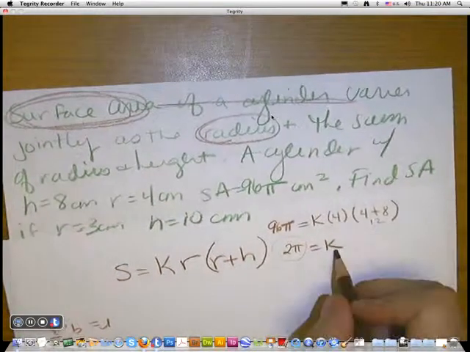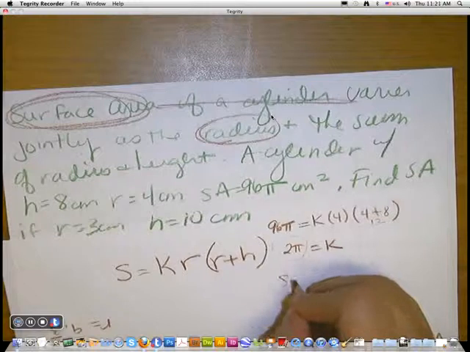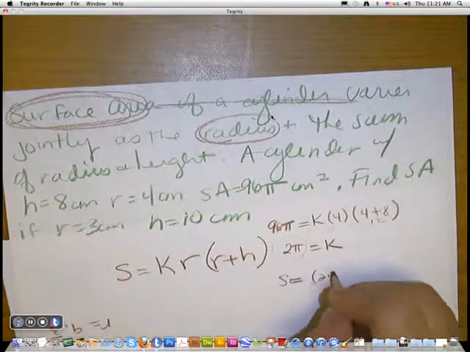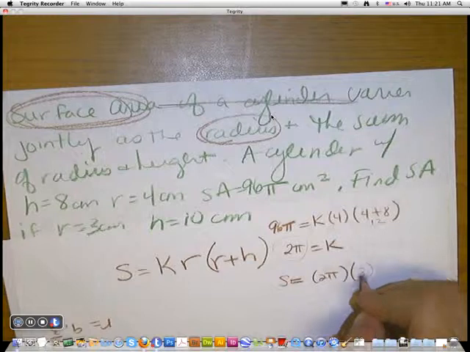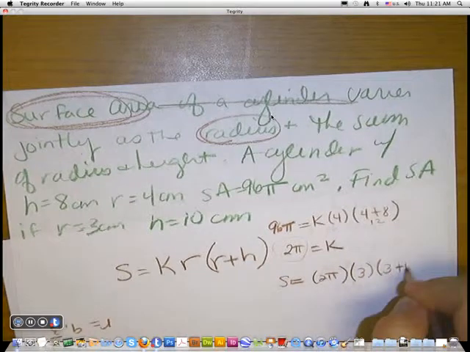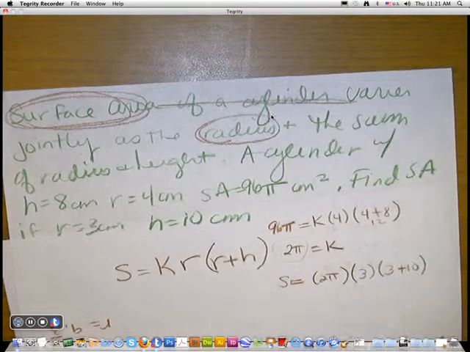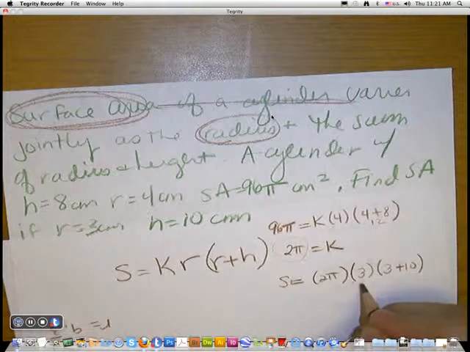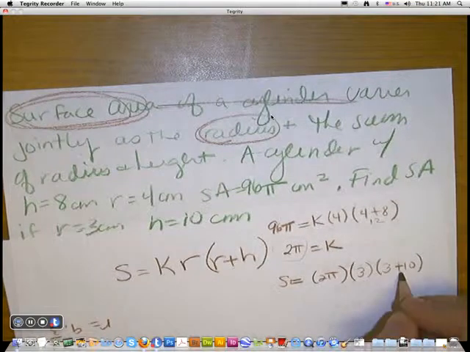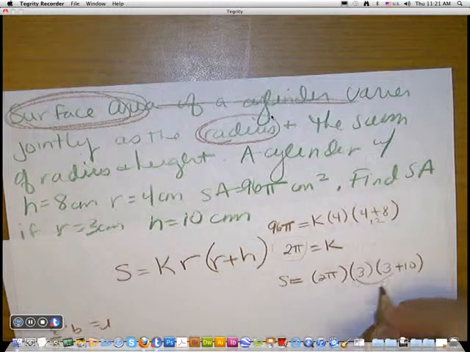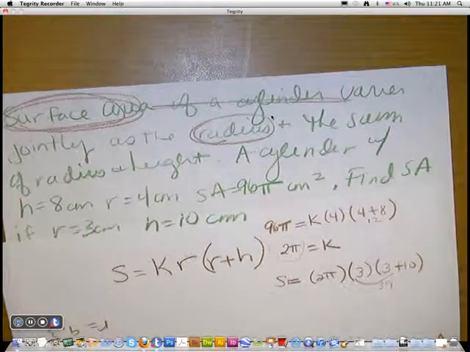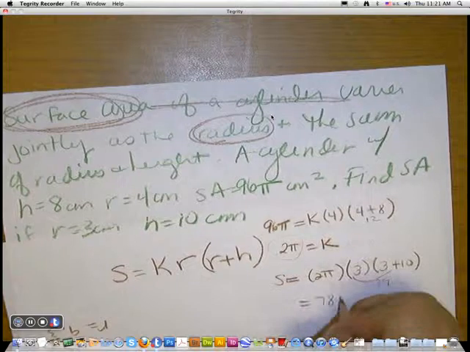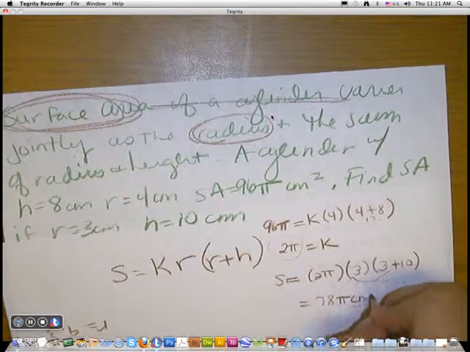Now we're going to use this K to find the surface area when the radius is 3 and the height is 10. So here we got 3 and 13. So that's 39 and 2. So we're going to get 78 pi centimeters squared.